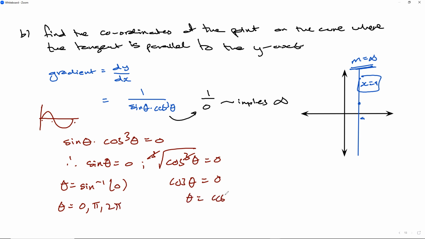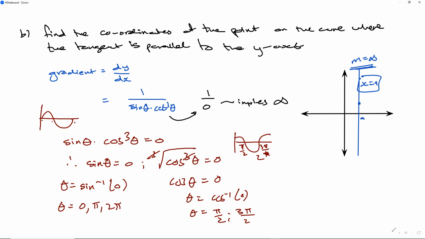If I go shift cos of 0, it's going to be at pi over 2 and 3 pi over 2, because it's going to be 270. So that's going to be pi over 2 and 3 pi over 2.